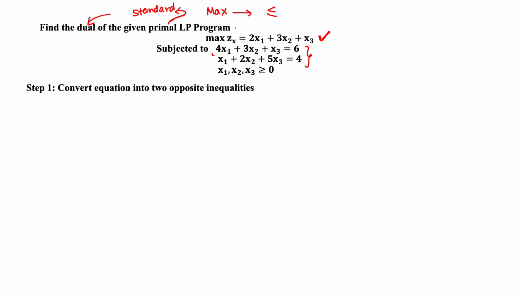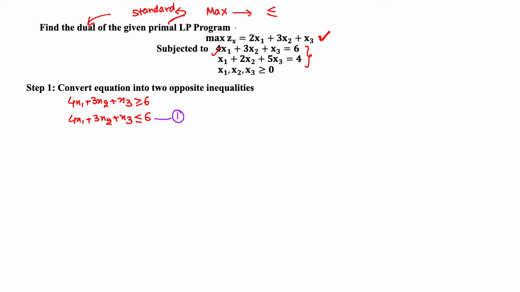So first I will convert first constraint equation, that is 4x1 plus 3x2 plus x3. I will write it 2 times because I have to write 2 inequalities. So one will be greater than equals to 6, one will be less than equals to 6. Okay, so this one, if you will see, is already in standard form. So that's my first constraint equation.